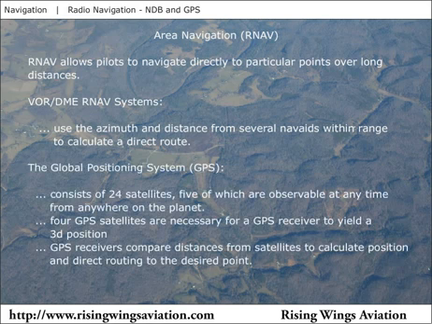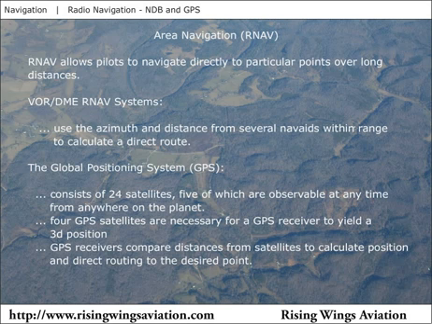The Global Positioning System, GPS, is now widely used for area navigation. GPS consists of 24 satellites, 5 of which are observable at any time from anywhere on the planet. 4 satellites are necessary for a GPS receiver to yield a 3-dimensional position.